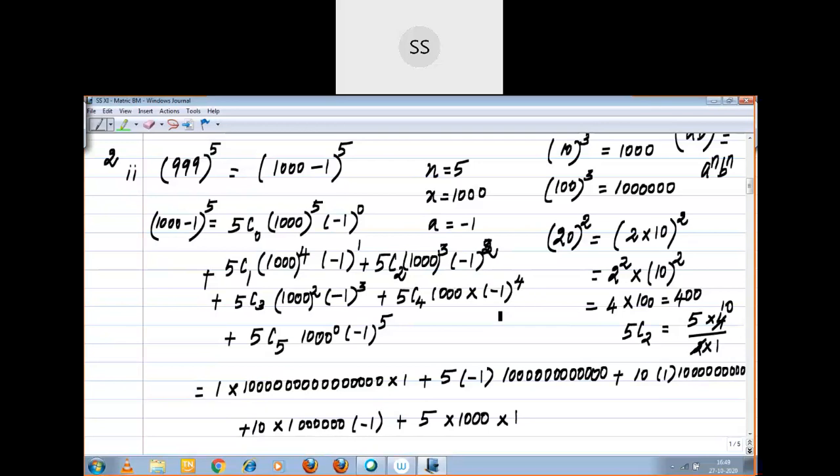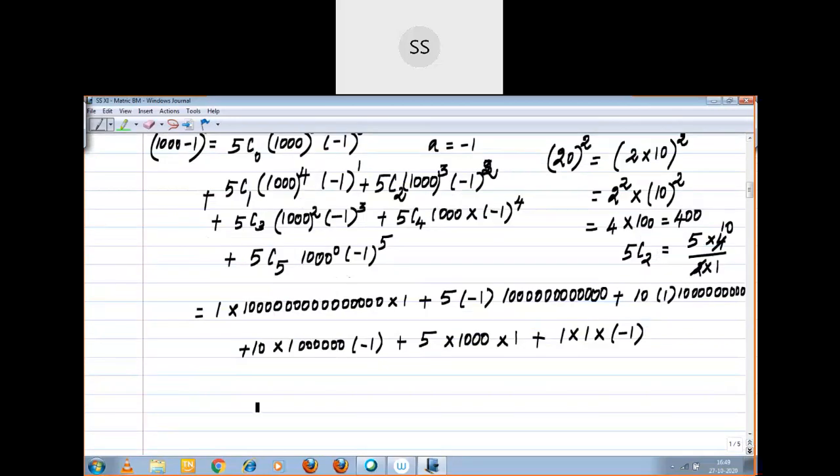Minus 1 the whole power 3. It is minus 1 because it is an odd integer. 5C4 equal to 5C1. So 5 into 1000 into 1, because even integer, the negative becomes positive. 5C5, got it children? 5C5 is 1. Anything raised to 0, that value is also 1. Minus 1, the whole power 5, here it is an odd integer, you will get it as negative.